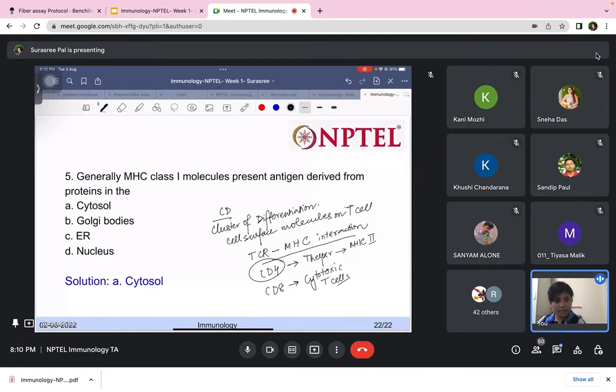Since they are present on the cytotoxic T cells, and cytotoxic T cells interact via the MHC class 1 molecules, the antigen presentation occurs via the class 1 MHC molecules. So CD8 actually helps in interaction with the class 1 MHC molecule. Okay, thank you.